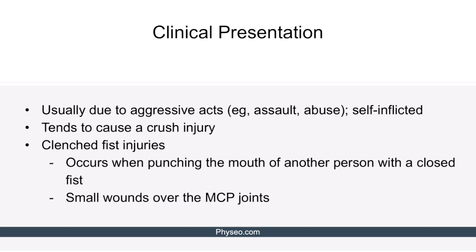Human bites are typically due to aggressive acts such as assault or abuse, but they can also be due to self-inflicted harm. Now, due to the shape of human teeth, a bite is more likely to cause a crush injury than an actual puncture wound.